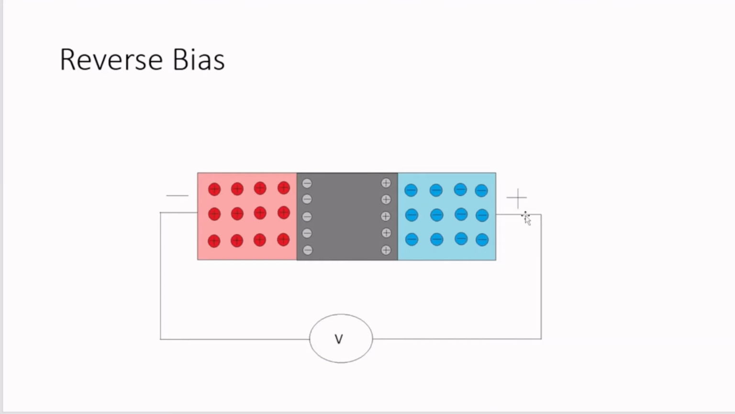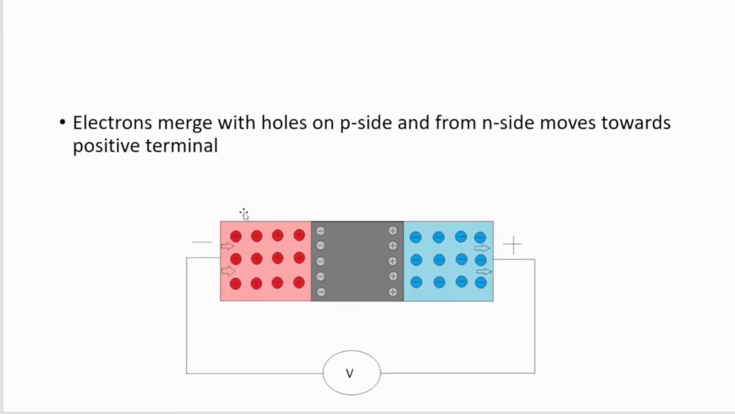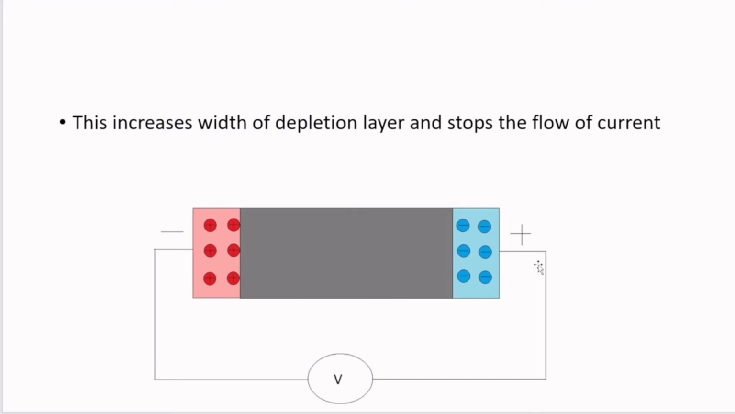When the positive terminal is connected to the n-type semiconductor of the diode and the negative terminal is connected to the p-type semiconductor of the diode, the electrons will recombine with the holes in the p-type side, and the electrons from the n-type semiconductor will move towards the positive terminal of the battery, which results in increasing the thickness or width of the depletion layer. The depletion layer is a barrier which stops the current from flowing. That's why current doesn't flow in the reverse biased condition.